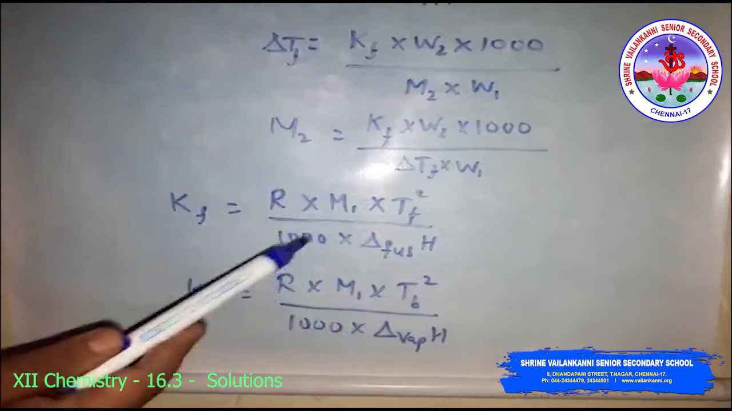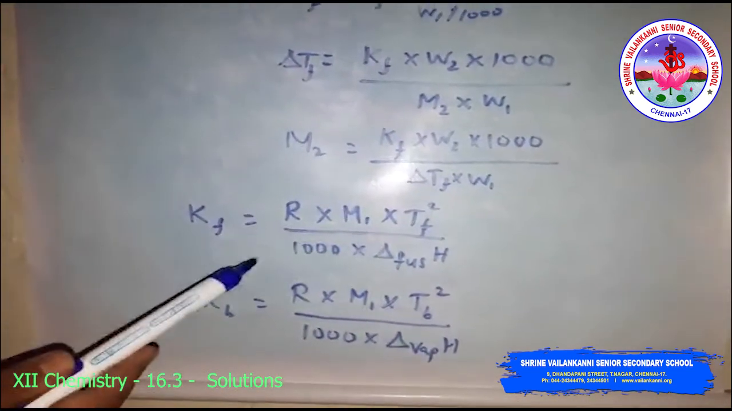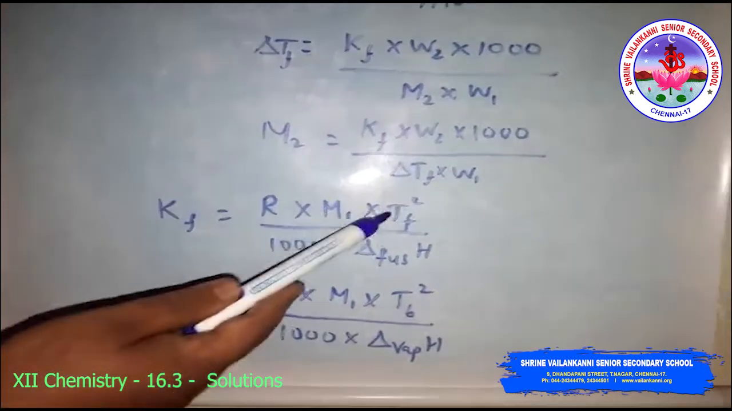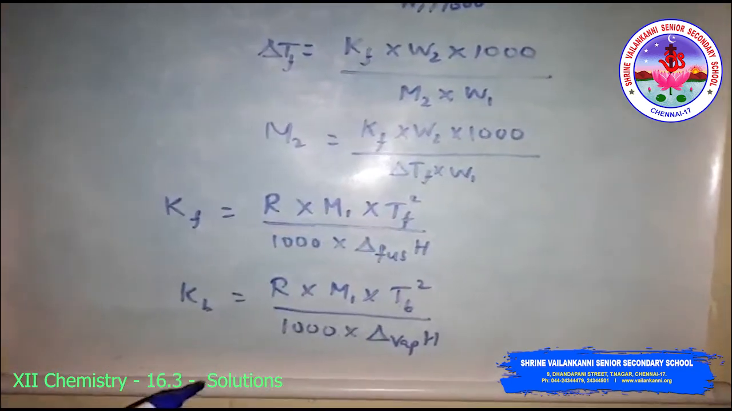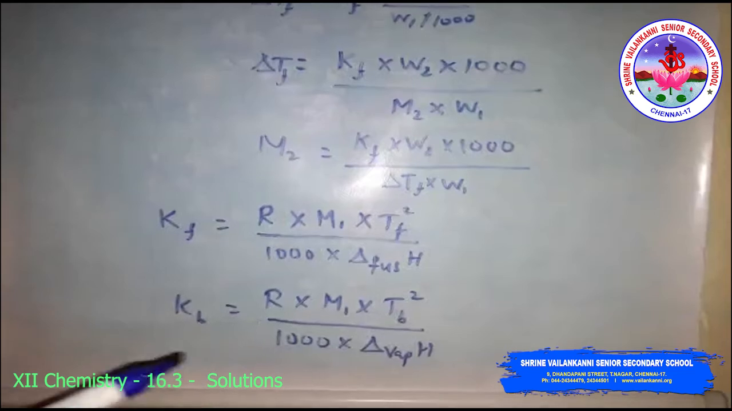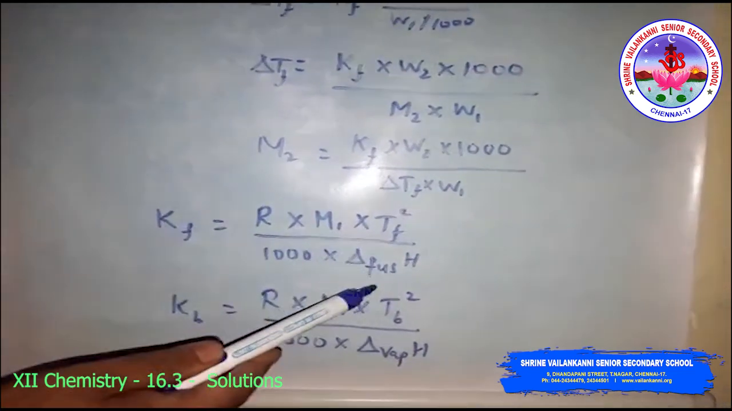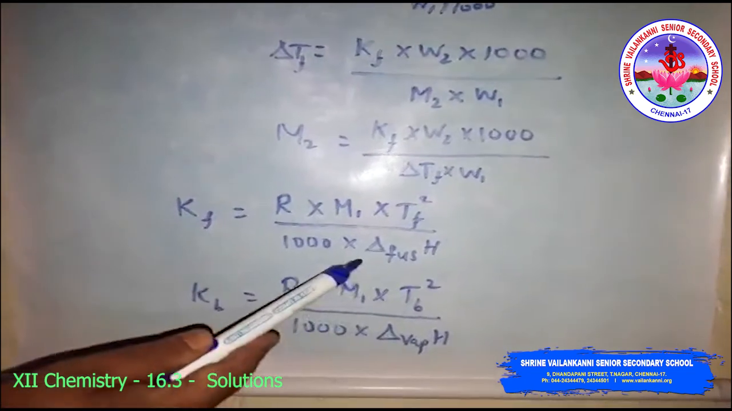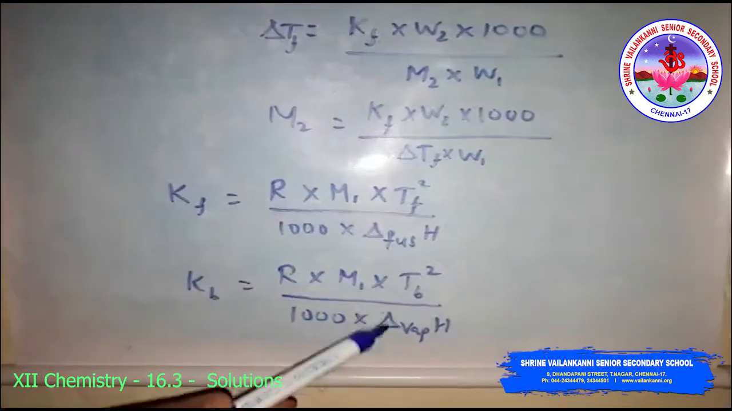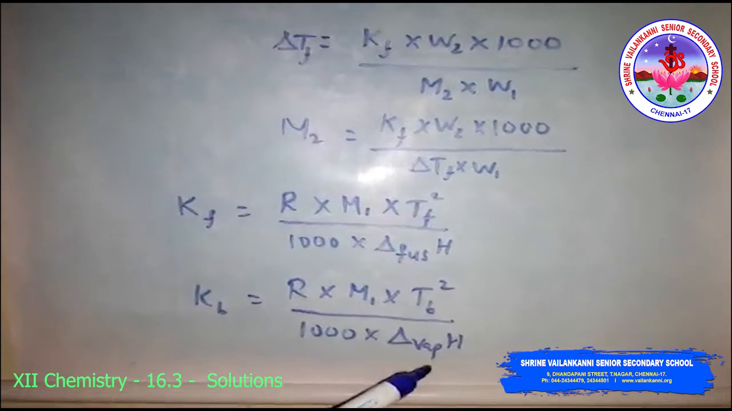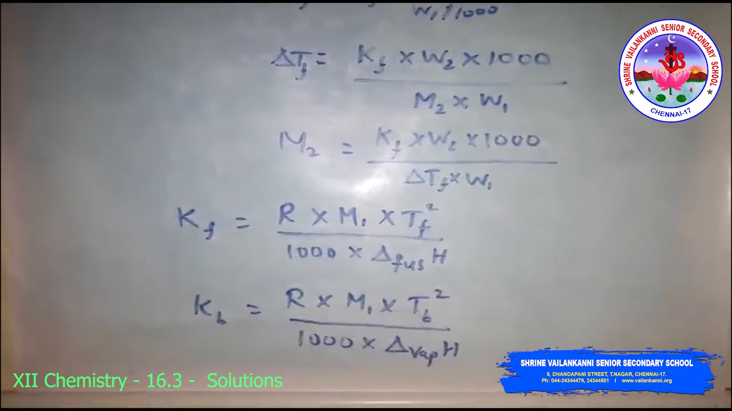In both cases, Tf is the freezing point and Tb is the boiling point of the pure solvent, in Kelvin. Further, delta fusion H is the enthalpy of fusion, and delta vaporization H is the enthalpy of vaporization of the solvent, respectively.